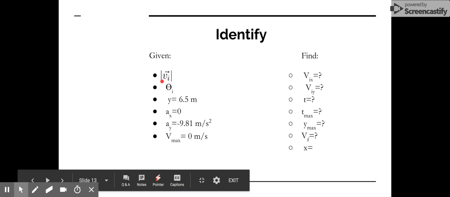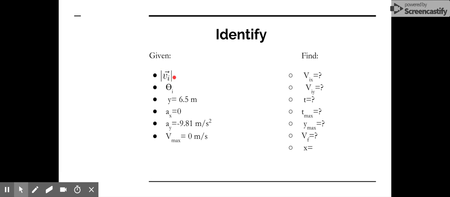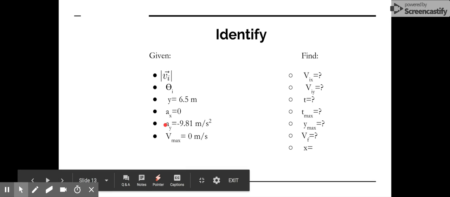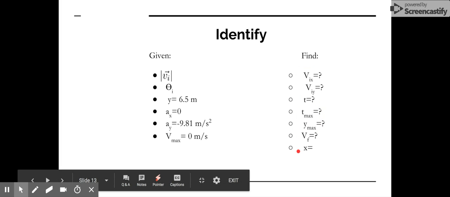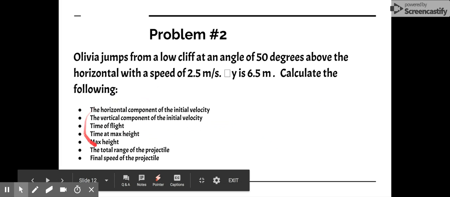The identify step. So essentially this velocity initial is given, theta is given, delta y is given, 6.5 meters, acceleration in the x is 0 in an angle of launch problem, acceleration in the y is negative 9.81, and then v max is 0 for any projectile motion. And these are our finds according to this.